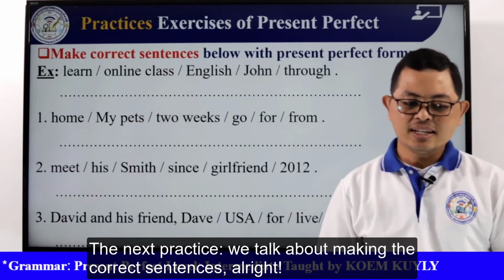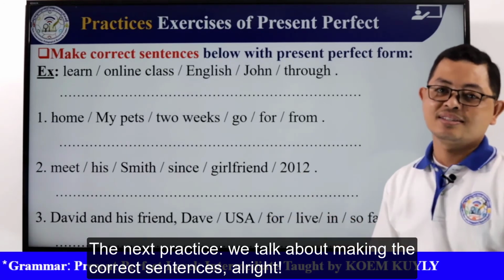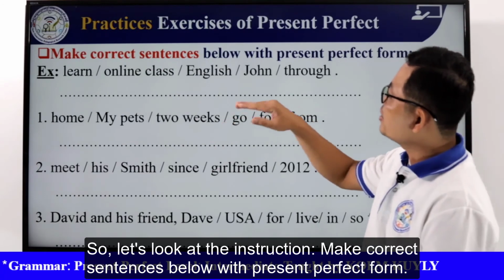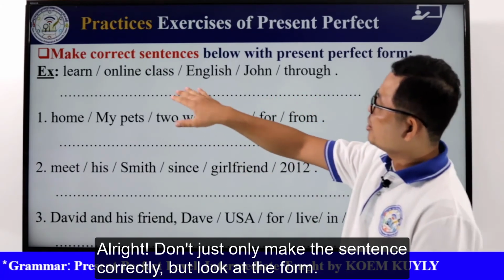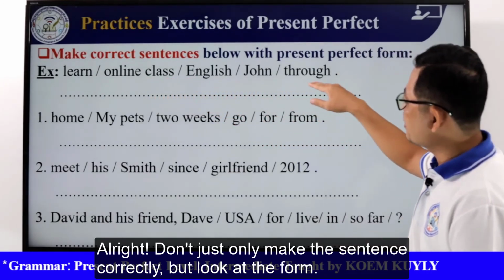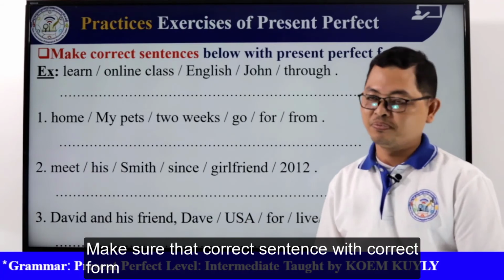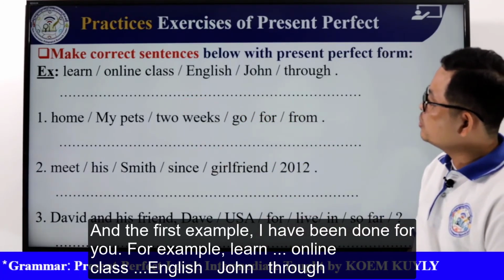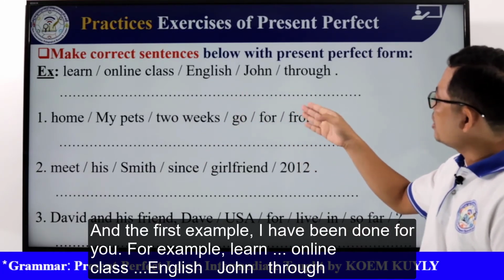The next practice, we talk about making correct sentences. All right. So let's look at the instruction. Make correct sentences below with present perfect form. Right. So don't just make the sentence correctly, but look at the form. Make sure that the sentence is correct with the correct form. Yeah. And the first example has been done for you.